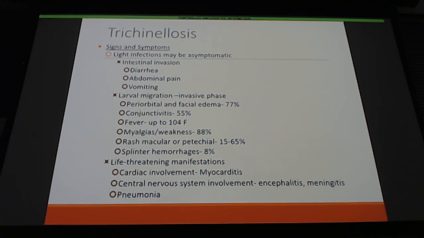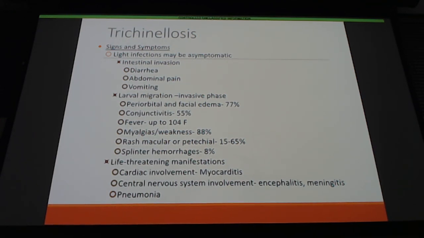And here's a whole bunch of things that it causes: periorbital facial edema. I would highlight that because that's a very specific sign and symptom. Then conjunctivitis, macular rash, and splinter hemorrhage. Some of those splinter hemorrhages and petechial rashes are due to the inflammatory process and the vascular damage this causes as it's migrating to wherever it's going to go.